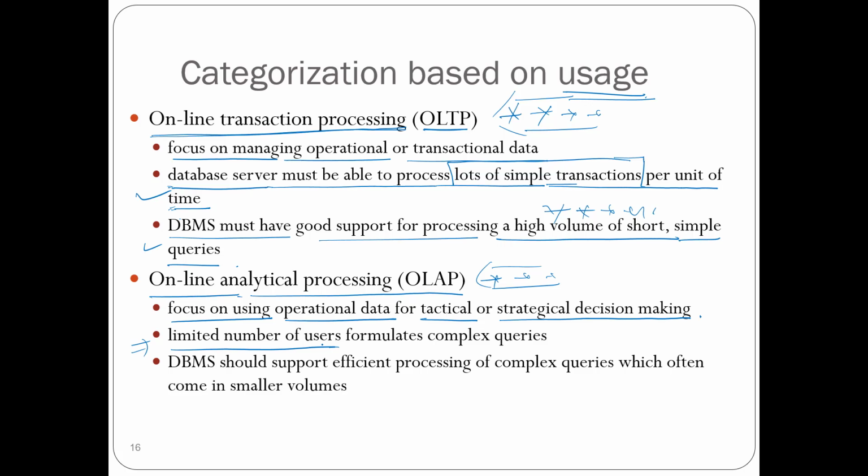We have a limited number of users, but these users will formulate complex queries. Their queries are going to be complex compared to the queries that are being handled in OLTP. The DBMS should support efficient processing of complex queries, which often come in small volume. So this difference could be important and interesting at the same time. What is the difference? The difference between OLTP and OLAP.